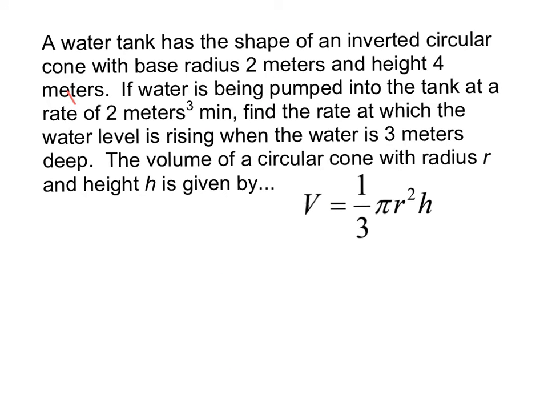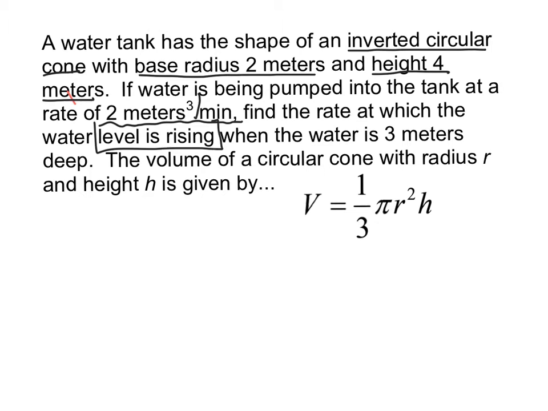Okay, so now we've got a different type of problem where it's probably going to be a volume or an area problem, because I said that was the second type. So we have a water tank that's the shape of an inverted circular cone. Base radius is 2 meters when the height is 4 meters. So I'm underlining the facts. If water is being pumped into the tank at 2 meters cubed per minute, I know that's volume because of the units, meters cubed per minute. Find the rate at which the water level is rising.